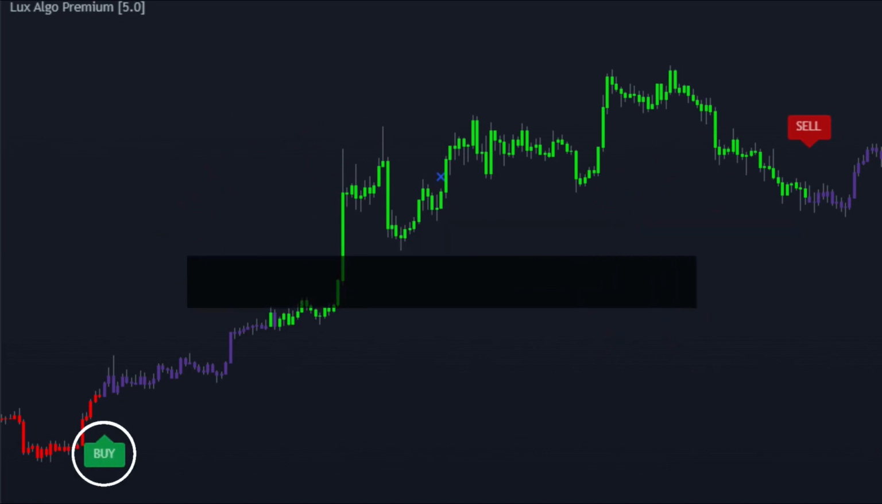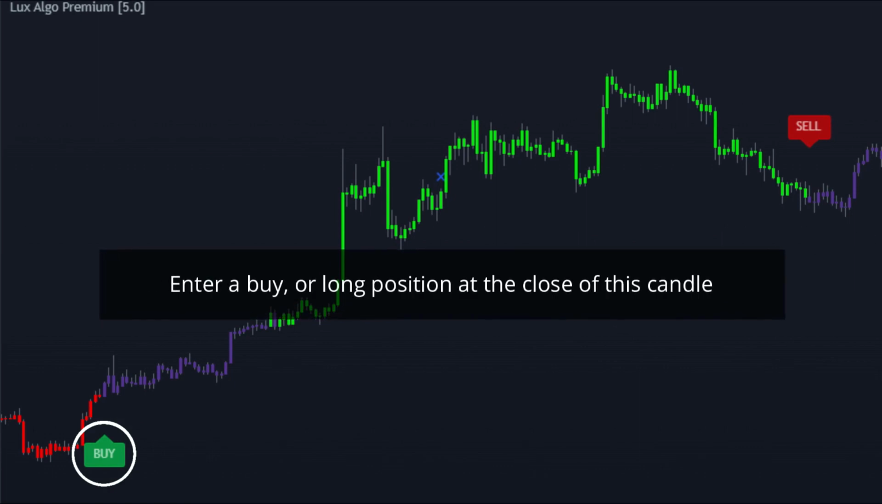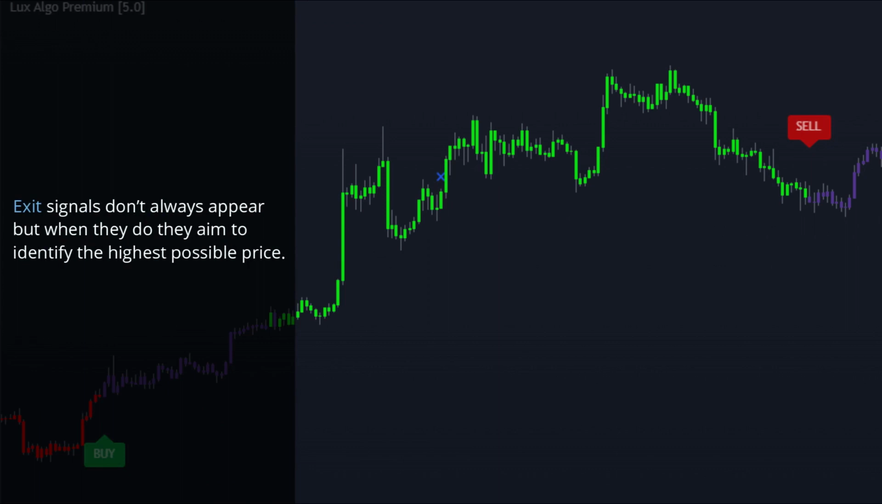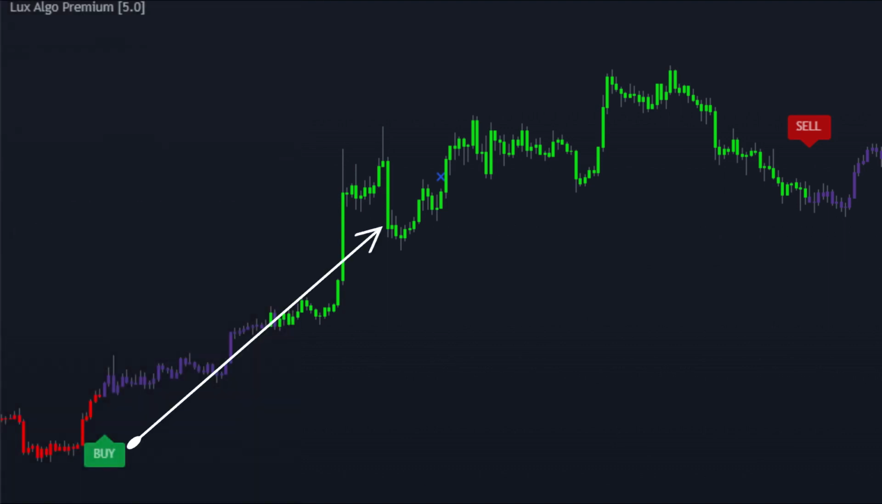Here we can see a buy signal, where you may choose to enter a buy or long position at the close of this candle. You would stay in this trade until you reached an exit signal, identified here by this coloured cross, or this sell signal. Exit signals don't always appear, but when they do, they aim to identify the highest possible price. Here, you can see you would have closed this trade in profit.